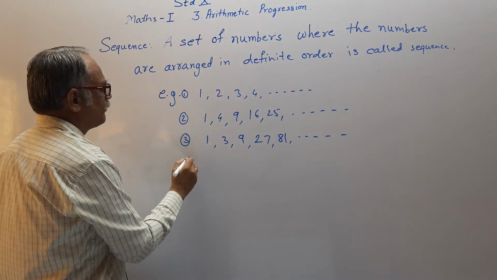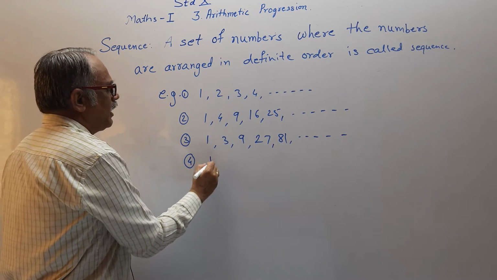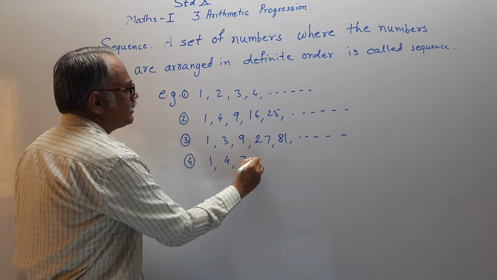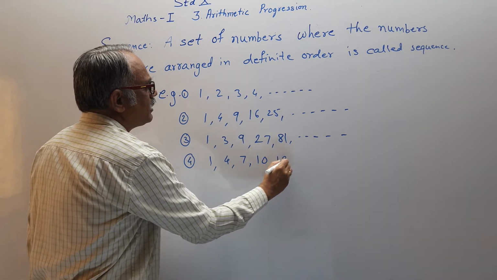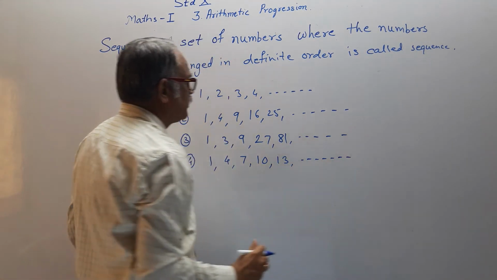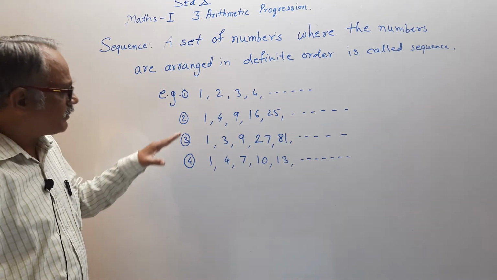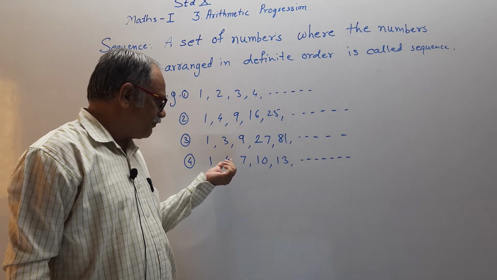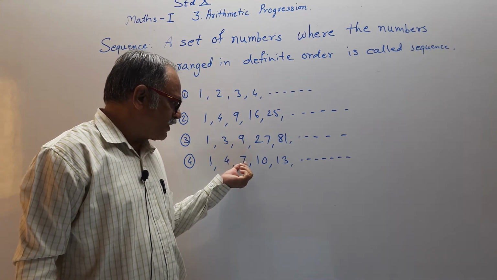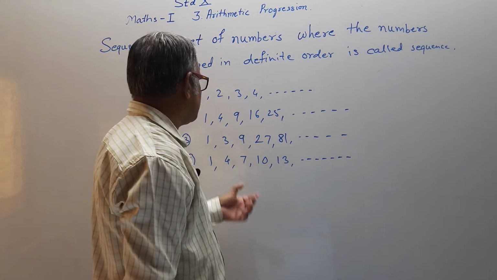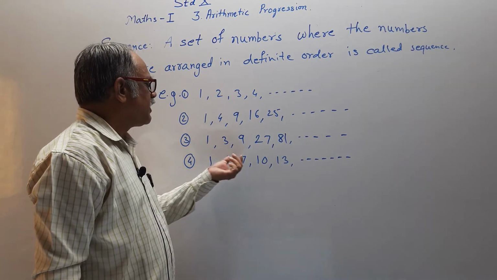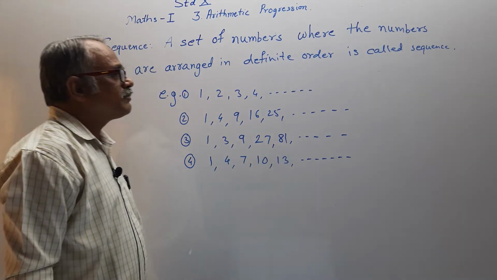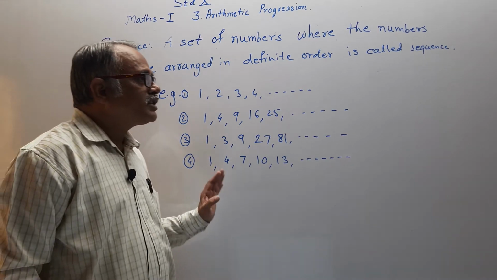Next, take 1, 4, 7, 10, 13. These are different types of sequence. From these we have to learn only this last type of sequence, where the difference is the same. 1 and 3 is 4, 4 and 3 is 7, 7 and 3 is 10, 10 and 3 is 13. So if we do T2 minus T1, T3 minus T2, T4 minus T3, T5 minus T4, it is one and the same. T1, T2 are called terms.